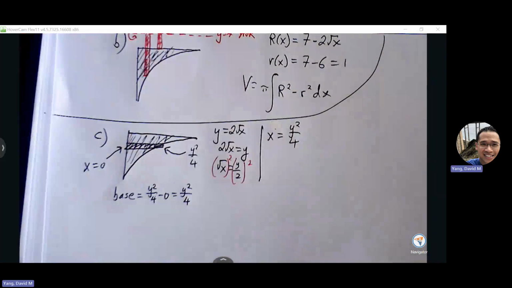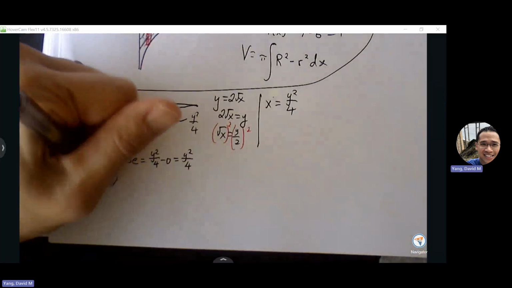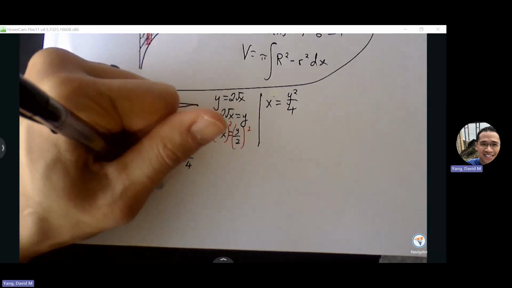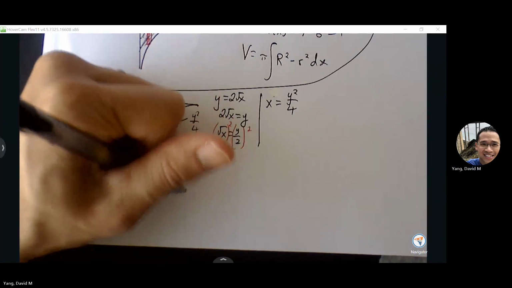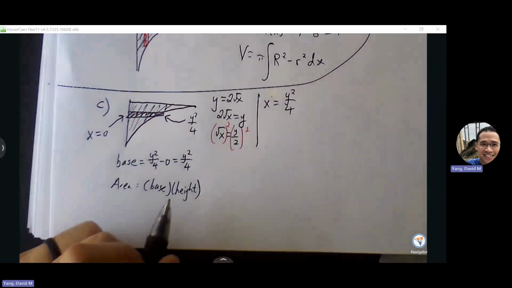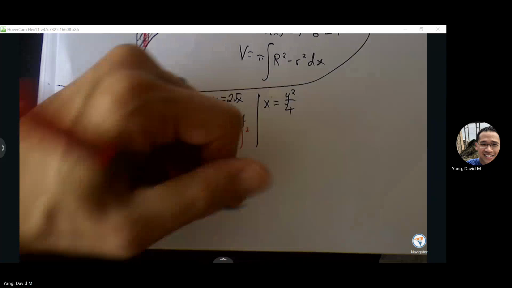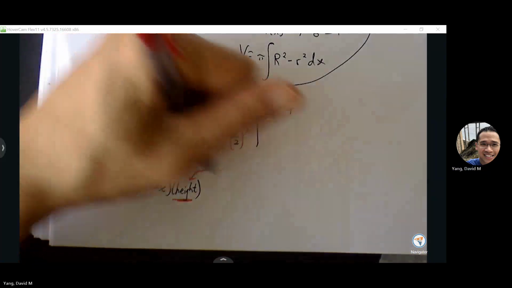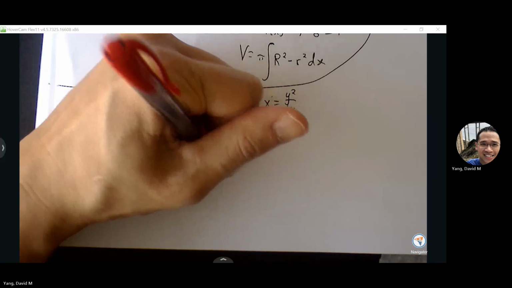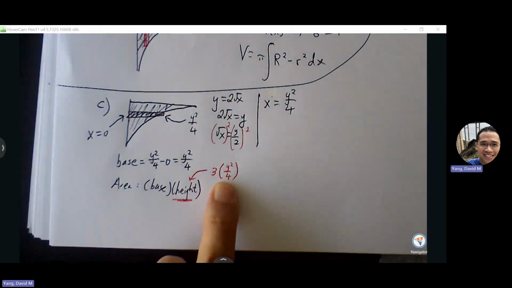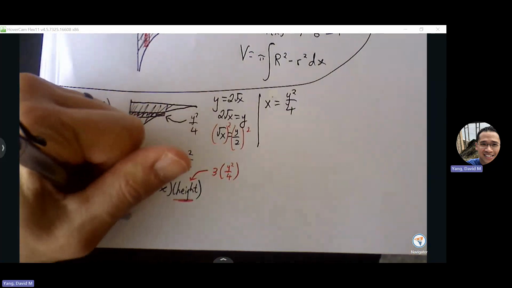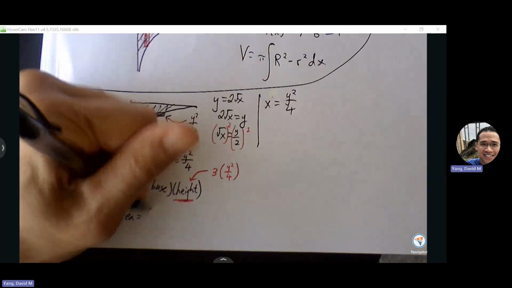And now let's build our area component. So area of a rectangle is base times height. Now the problem will always have to give you information about the height. What did they say about the height? 3 times the base. My base is y squared over 4, so it's going to be 3 times y squared over 4. So therefore, my area is base times height.